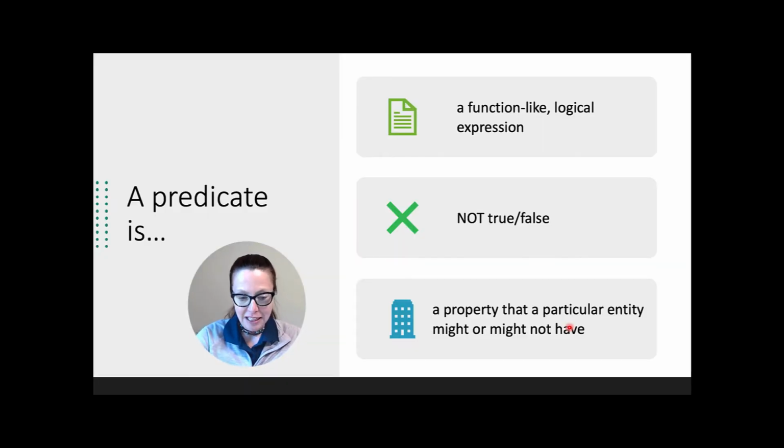So a predicate is many things. A predicate is a function-like expression. Unlike Boolean expressions, they are not true or false. So these are values that are not true or false. And it's a property. So it's a property that a particular entity might or might not have. When we looked at propositional logic, we looked at things that had a quality or did not have a quality, but this is more of a general expression where we talk about the property of possibly having a specific characteristic.